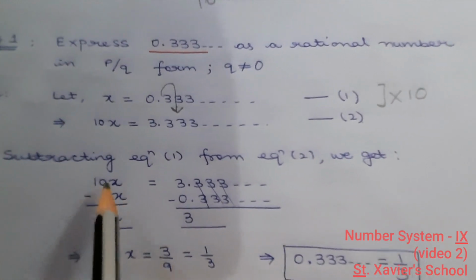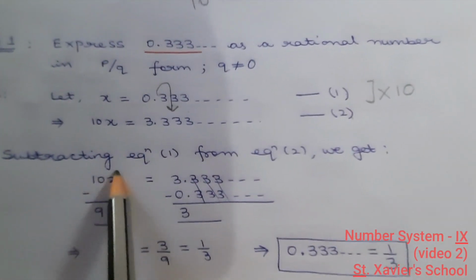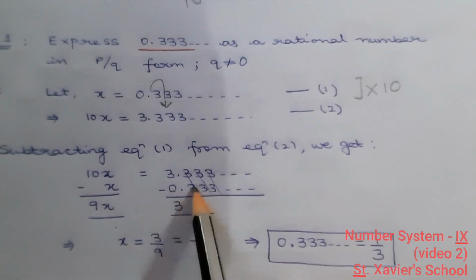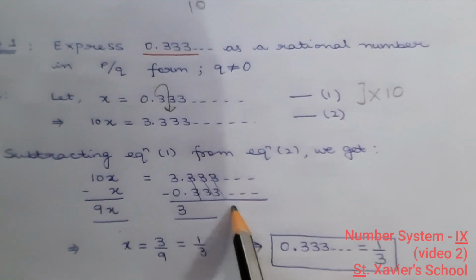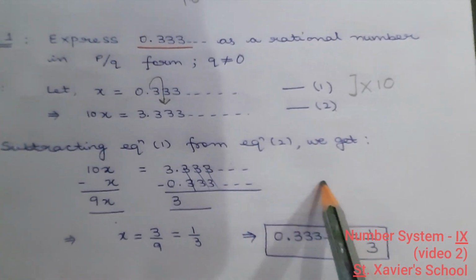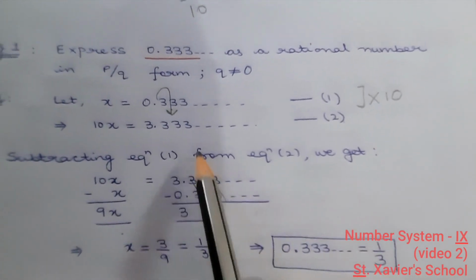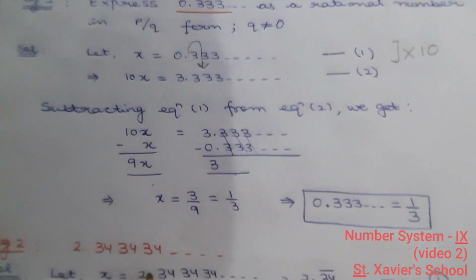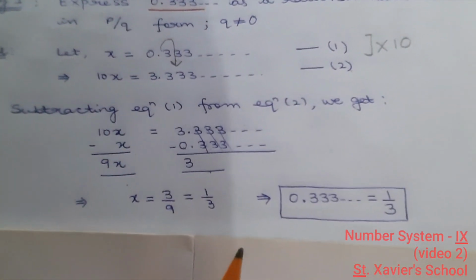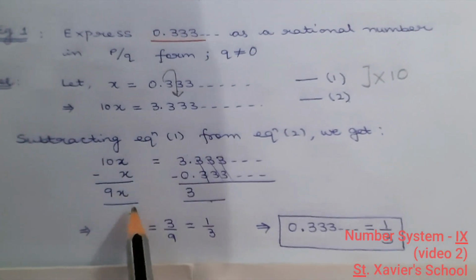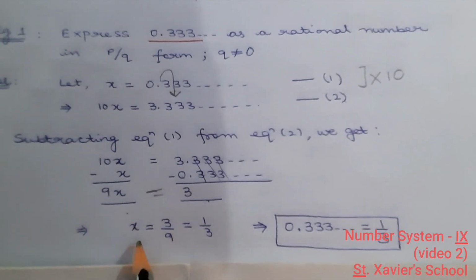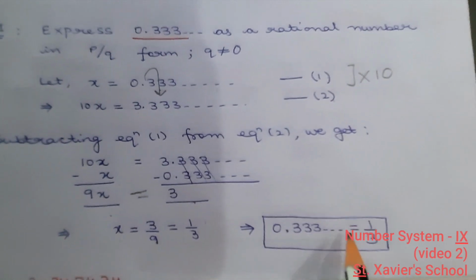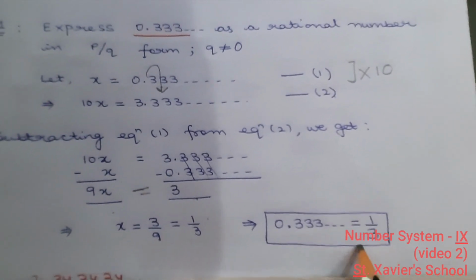Now we will subtract equation 1 from equation 2. So 10x minus x will give you 9x. And 3.333 minus this. All the 3's will get cancelled because, see, it is infinite. You can write as many 3's as you want and then you can cancel them. And 3 minus 0 will give you 3. So 9x equal to 3, that would mean x equal to 3 by 9, which is 1 by 3. So we get 0.333 bar is 1 upon 3.